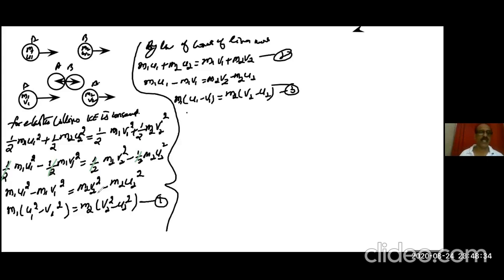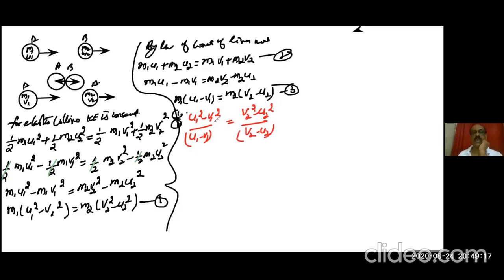Now dividing 1 by 3. Equation 1 by 3, we are dividing it. When dividing, m1 cancels. Sir, why did we take equation number 2? I need that equation again later. So u1 squared minus v1 squared divided by u1 minus v1 is equal to v2 squared minus u2 squared divided by v2 minus u2.